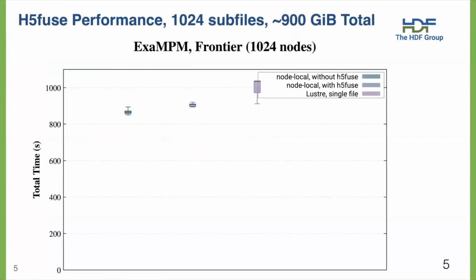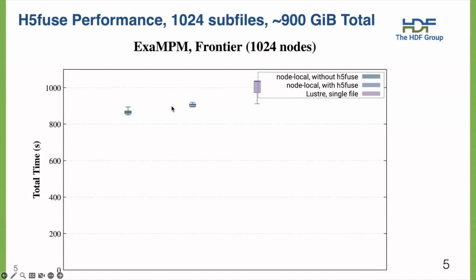So this is the results for using H5. It's updated from the last time. So it's doing 1,024 subfiles, it's around a terabyte. And so this is the total time it takes for the whole simulation. It's not just IO. So this is without fusing the files to no local storage. And this is with fusing to no local storage. And this is just writing to the Lustre file system as a single shared file.